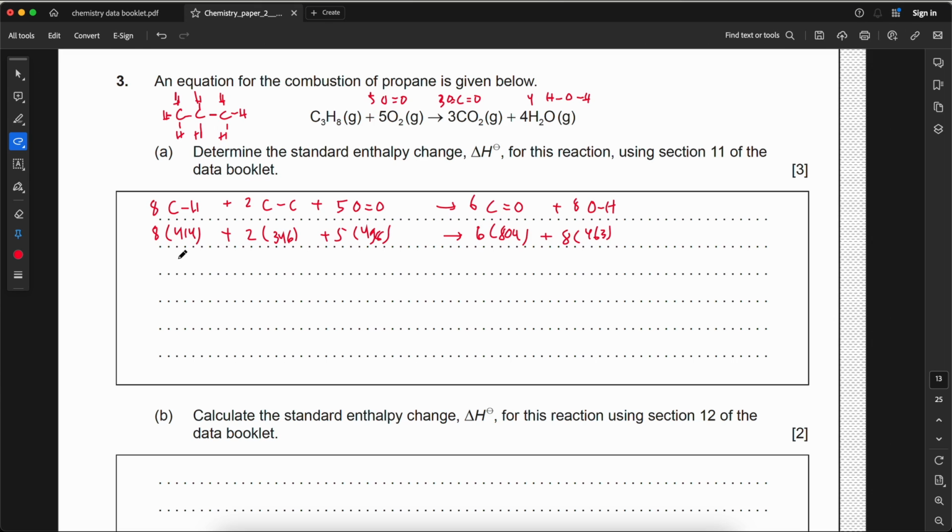Okay, so you've got 6494 and this one 8528. So delta H, 6494 minus 8528, you've got negative 2034 kilojoule.